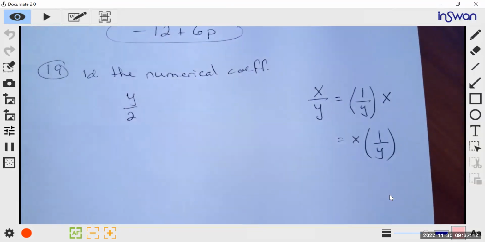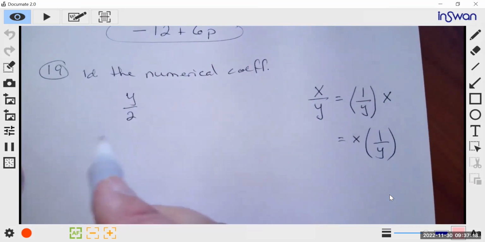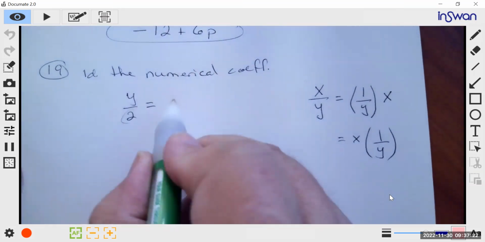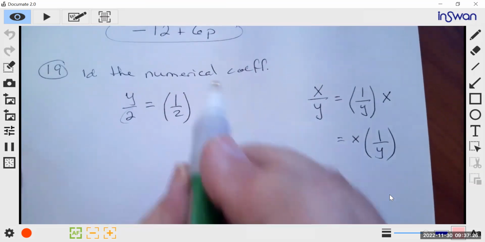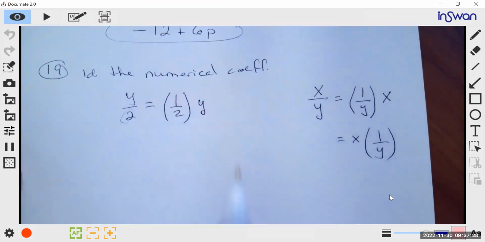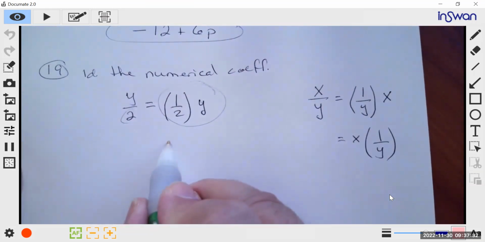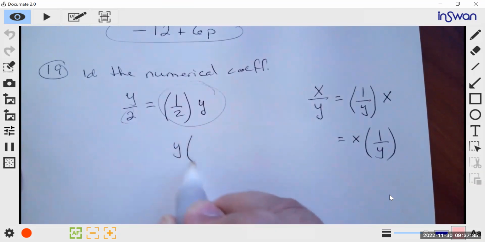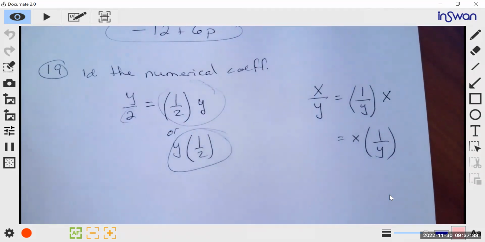So in other words, when you have a fraction, you can split them up into an integer and a fraction. So in this one, whatever's in the bottom comes out. Whatever's on top is by itself. And there's your answer. Or you could have done either one of these.